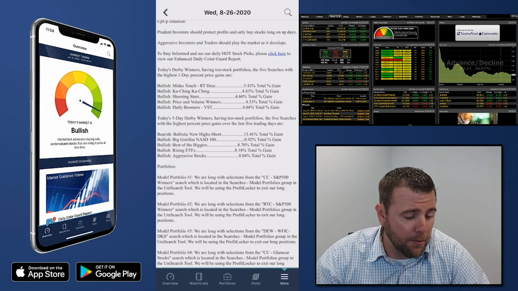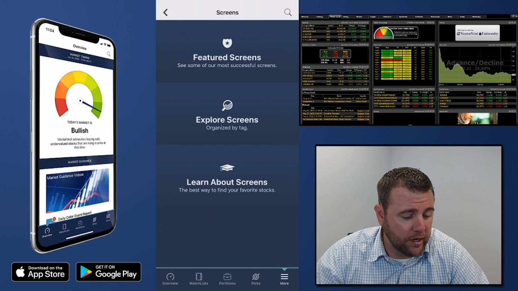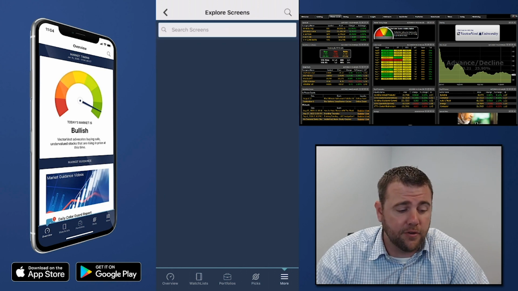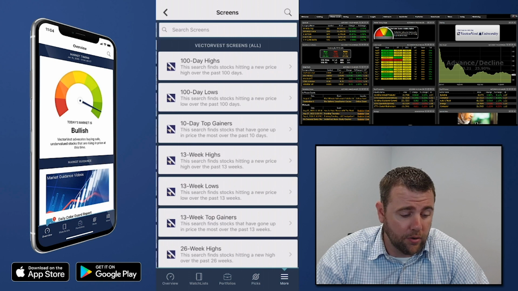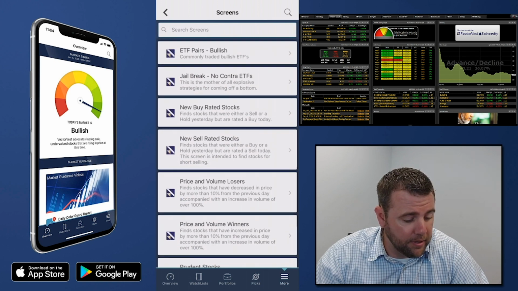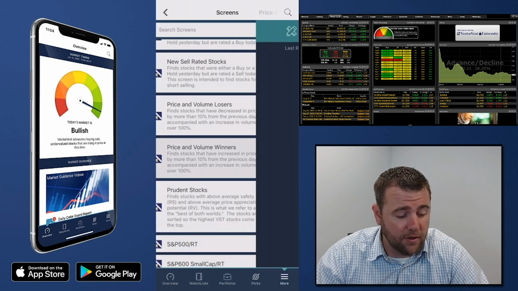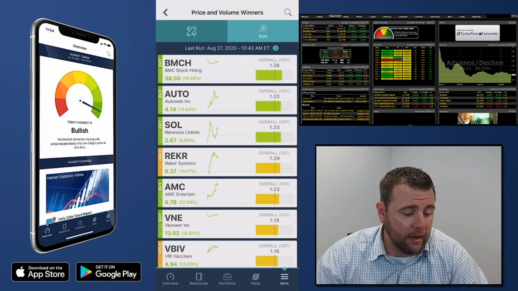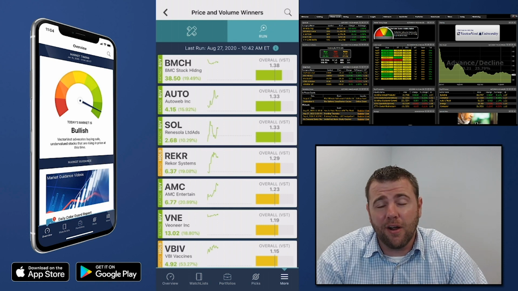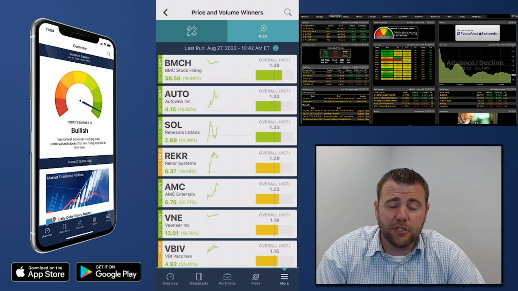So, for example, if we go back to the more options and we go to the screeners, we can go to explore screens if you're not familiar with them. You can go to all right there. We scroll down here a little bit and you've got price and volume losers for the downside and price and volume winners for the upside. Now, just to be clear, all of these are on the premium version of the app. So if you're not on the premium version, you may not see these.